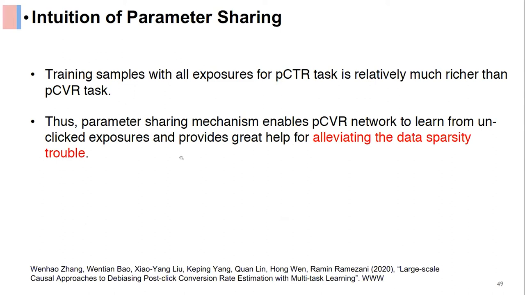Why might parameter sharing work? Recall that there are two challenges in recommendation systems: missing data and data sparsity. The previous methods mainly focus on the missing data problem, but pay little attention to the data sparsity problem. Since the training sample with all exposures for the CTR task is much richer than the CVR task, the parameter sharing mechanism enables the CVR network to learn from unclicked exposures and provides great help in dealing with the data sparsity trouble.